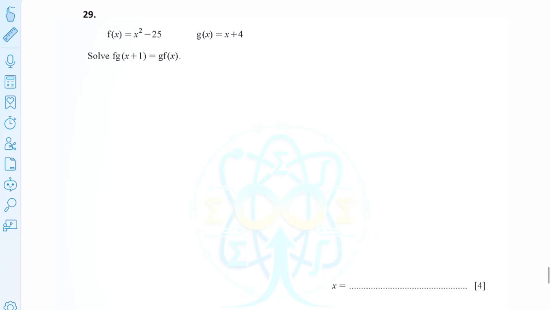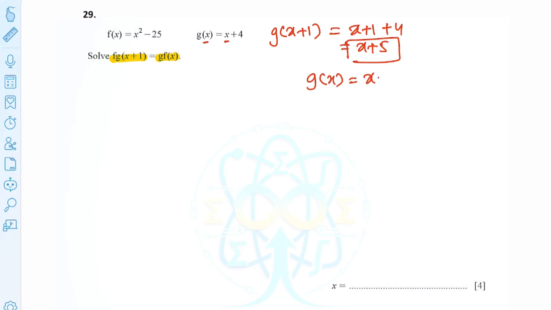Now question number 29 is given. Here is a question on functions, right? Here we have g of x and this is f of g of x plus 1. First try to find g of x plus 1. If g of x is x plus 4, then g of x plus 1 will be x plus 1 plus 4. That means I'll get x plus 5. Simple. Got it? Okay. Now g of x is given as x plus 4, so f of g of x means f of x plus 4. Got it? Right?